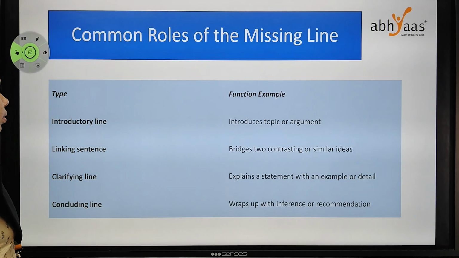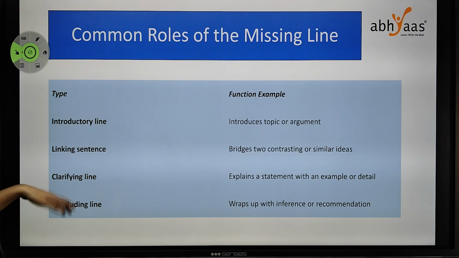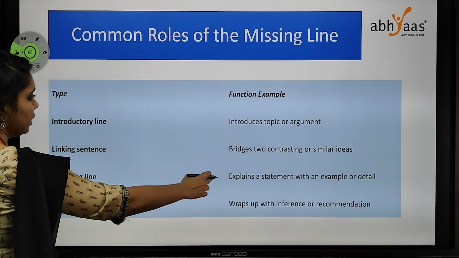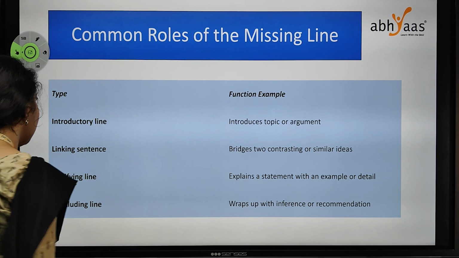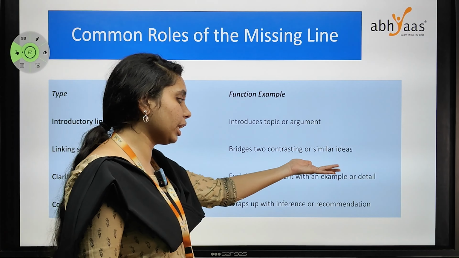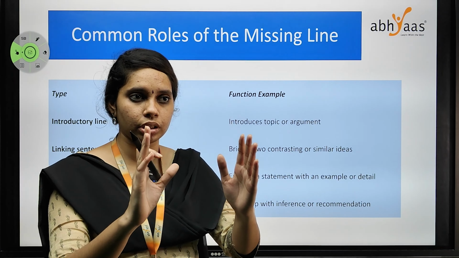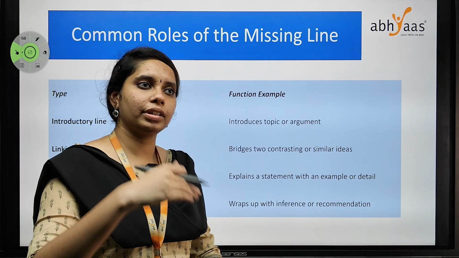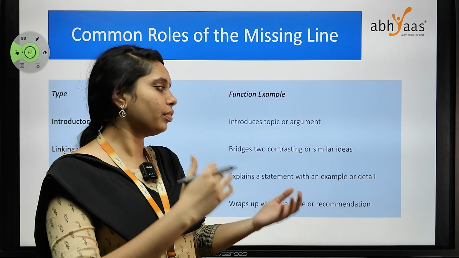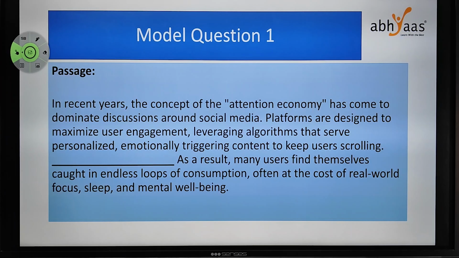Now let's see the types. Sometimes the introductory line is missing, sometimes the linking sentence is missing, which generally bridges two contrasting or similar ideas. Sometimes the clarifying line is missing, which generally explains the statement with an example or details. For example, a concept is introduced, then there is a blank, and then further discussion follows. Maybe the blank is filled with the detailing of the concept introduced in the previous line. Then you have a concluding line. This is very similar to para completion, right? Let's look at some passages now.